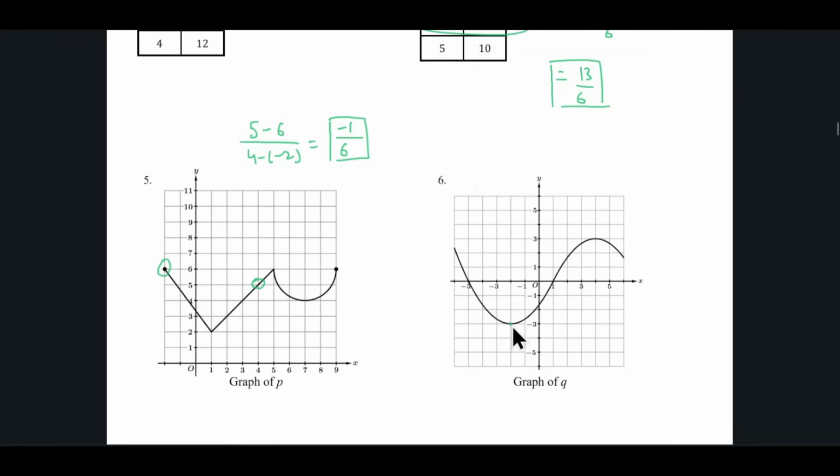And here -2 is here, 4 is right here. So y2 minus y1 will be 3 minus -3. Be careful with the double negatives, over 4 minus -2. So this will be 6 over 6, which is just 1. So that's going to be our AROC. I hope this is making sense.